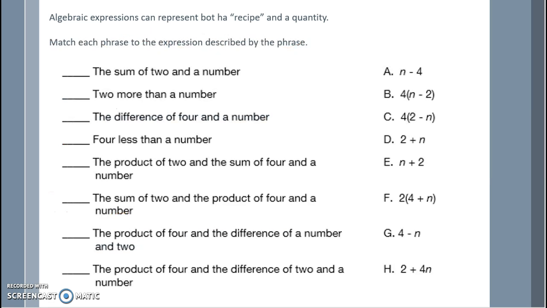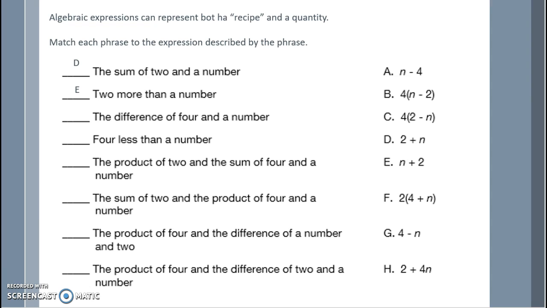Match each phrase to the expression described by the phrase. Take a moment to pause the video and see if you can match them up appropriately. The sum of 2 and a number. So 2 plus n, which is letter D. 2 more than a number. That would be letter E. Whatever our number is, add 2 more.